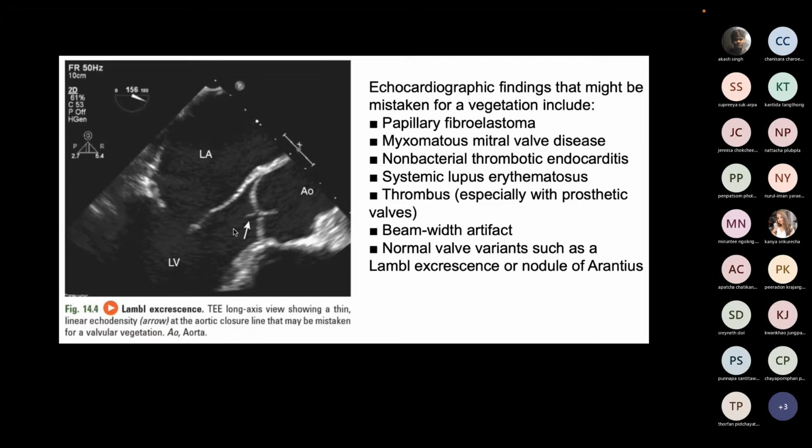That's why we have criteria to diagnose infective endocarditis. You can't just see a mass or something attached to the valve and say they have IE. You need to have other criteria like fever as well. So for Lambl's excrescence, these patients won't have any fever, right? Because it's a normal variation.